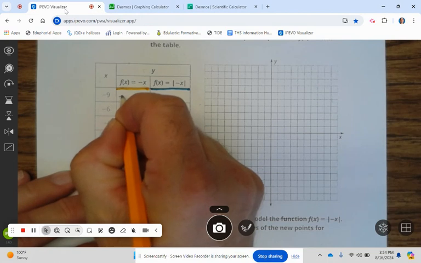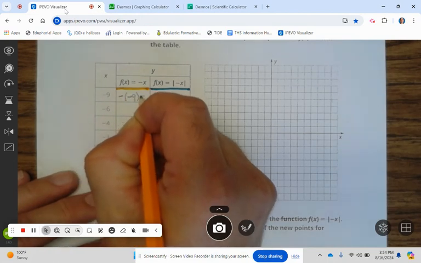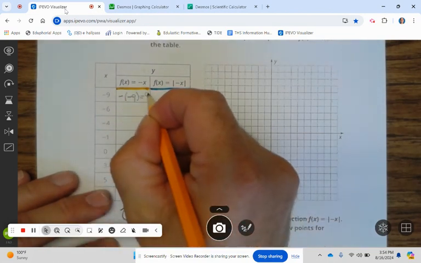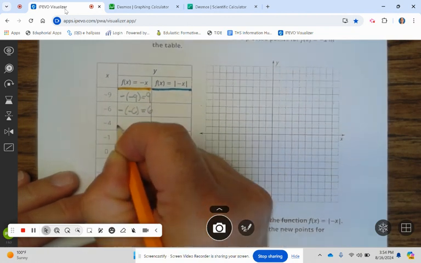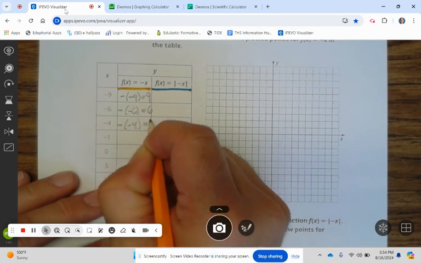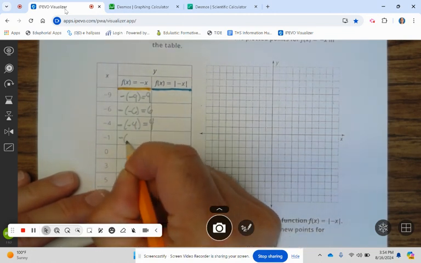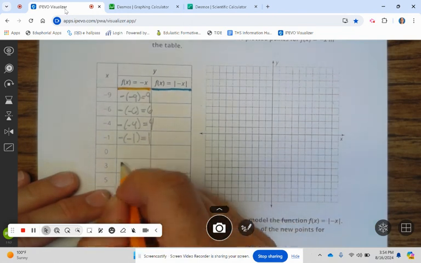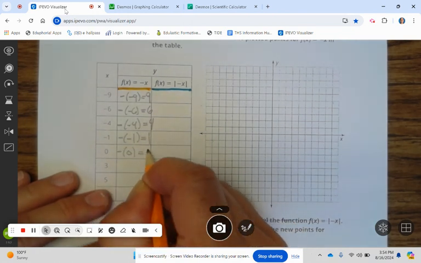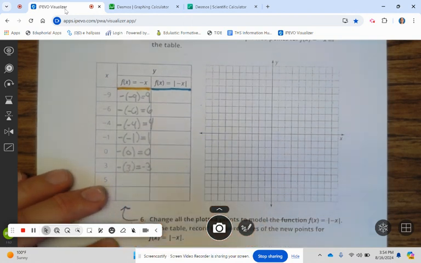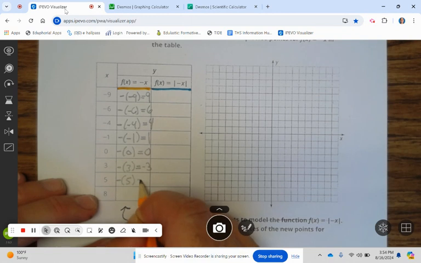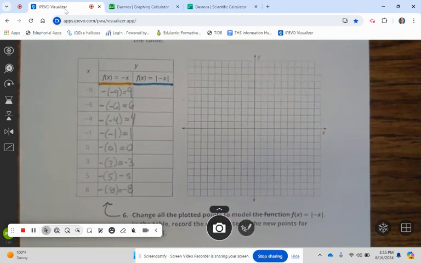So, that becomes negative times negative 9 equals positive 9. Negative times negative 6 equals positive 6. Negative times negative 4 equals positive 4. Negative times negative 1 equals 1. Negative times 0 equals 0. Negative times 3 equals negative 3. Negative times 5 equals negative 5. And negative times 8 equals negative 8. Okay, let's go ahead and graph those points.